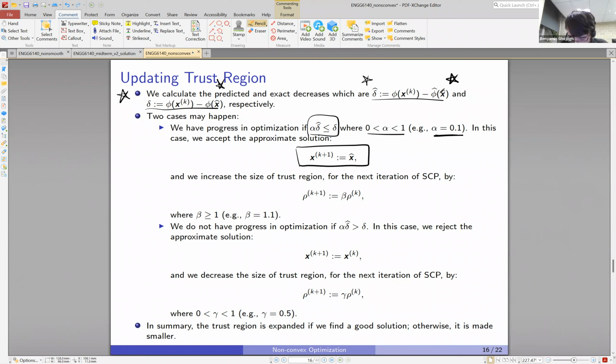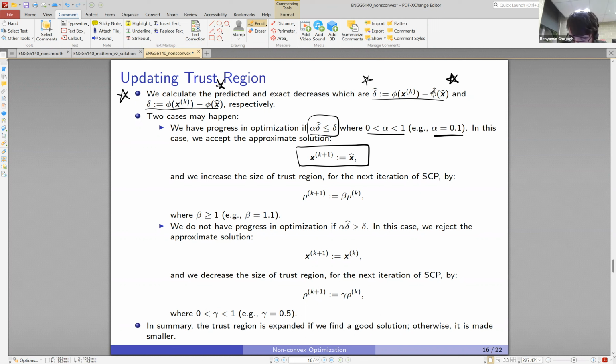Now let's see. Here we are saying that if alpha delta hat is less than delta, and alpha is between 0 and 1, for example 0.1, it means that if delta hat is less than, for example, 10 times delta, then it's good. So if delta hat is less than a scale of delta, this error, it's good.